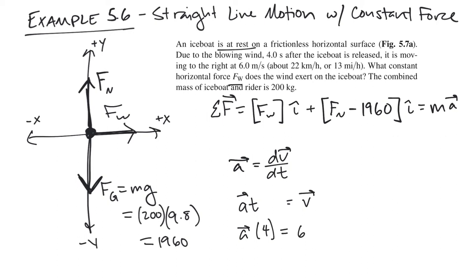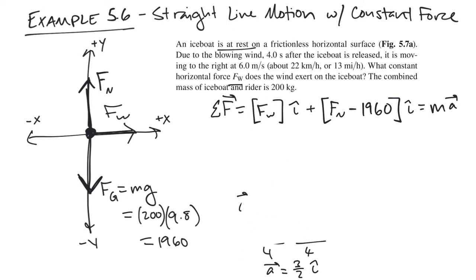That's to the right, so that has to be in the i hat direction. Then we divide by 4 on each side, and you get acceleration equal to 3/2 i hat. Now you probably, being the smart person you are, could have done that in like half a second just looking at the givens. You're welcome to do that, but this is the technically correct method. You get acceleration is 3/2 i hat.